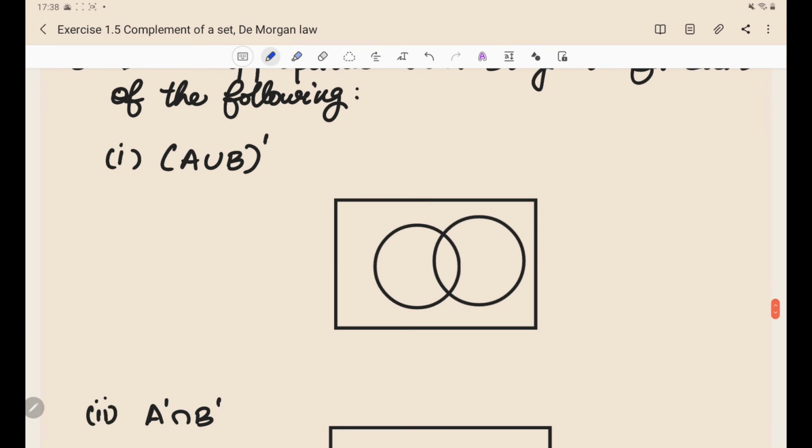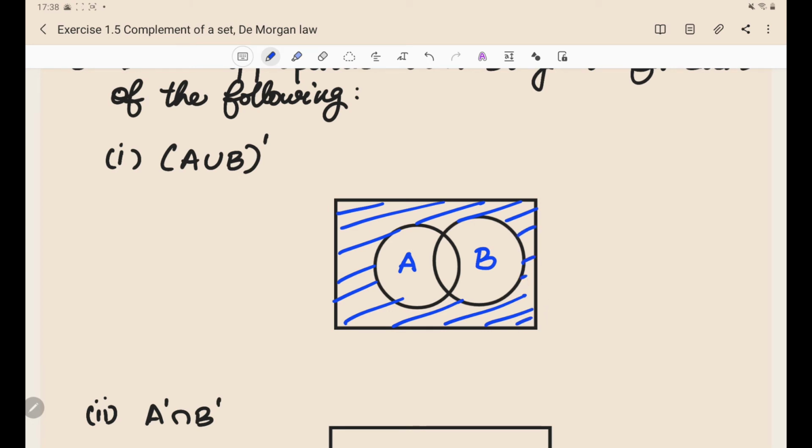A union B the whole complement. How will you represent this? What is A union B? First of all, let's represent this as sets. A union B is this, all this. The complement of this, what? The outer portion of A union B. That is (A union B) the whole complement. Now the shaded portion which I have drawn is the A union B in the figure.